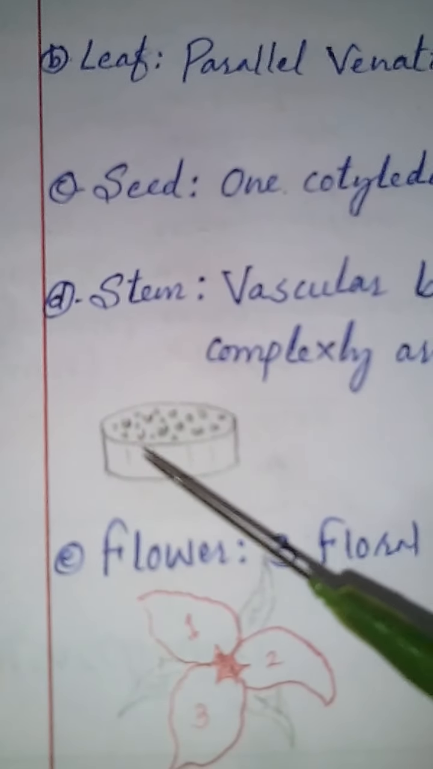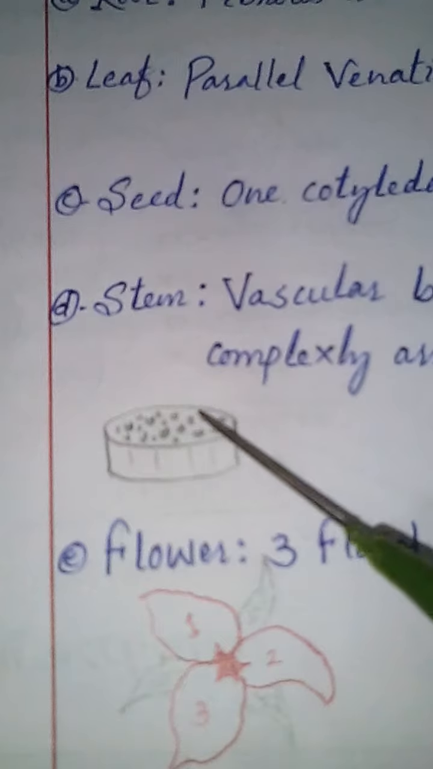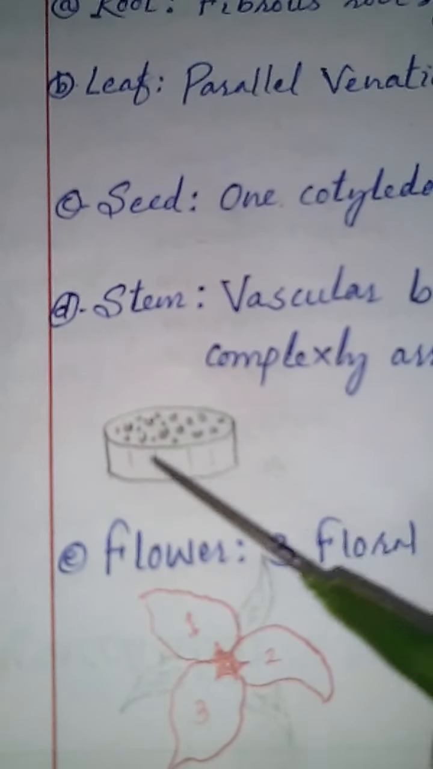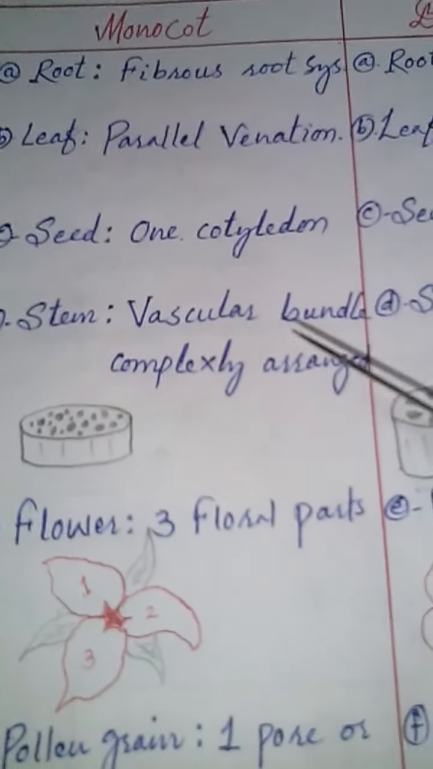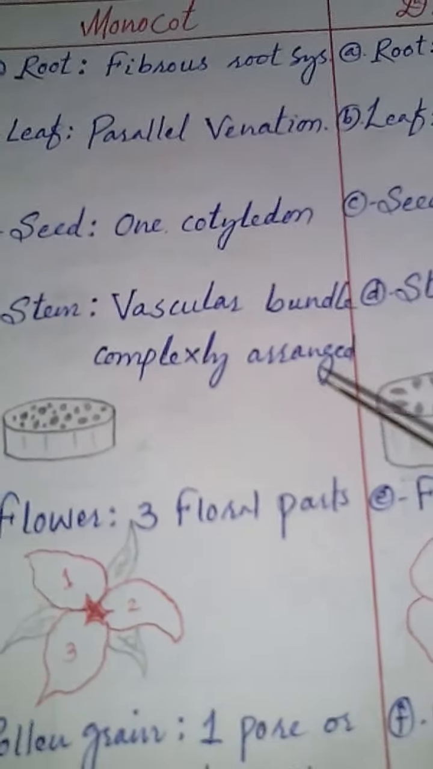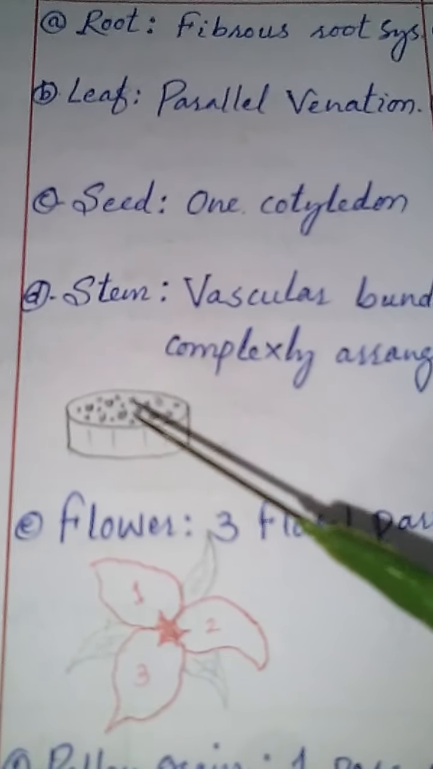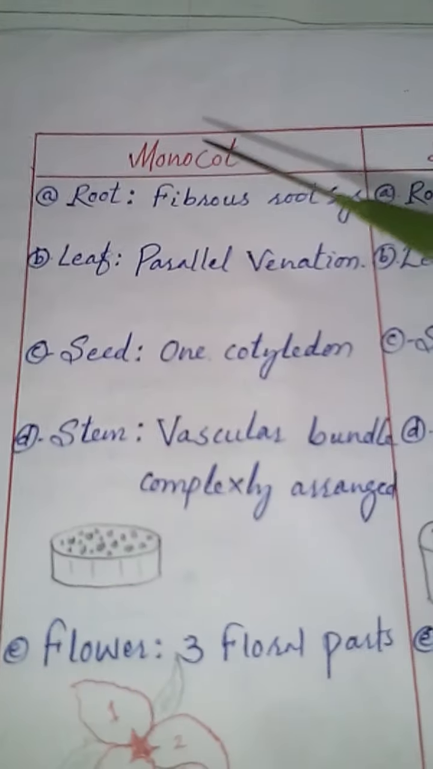stem, if you take the section, you will see all these dots show the vascular bundle, and all these vascular bundles are scattered or complexly arranged everywhere on the whole surface of this stem. So this is the vascular bundle which is complexly arranged or scattered everywhere in the stem surface. This is the stem vascular bundle of the monocotyledon.